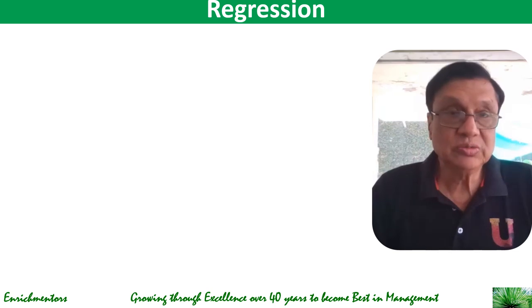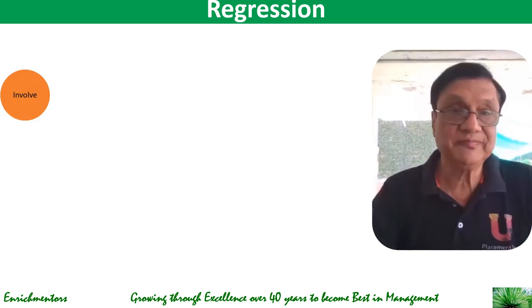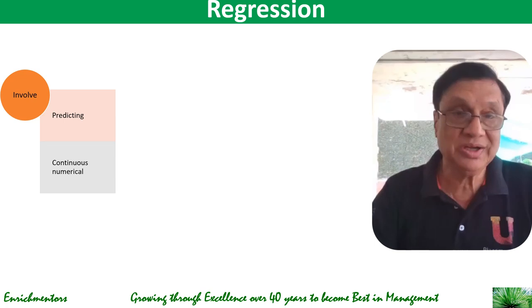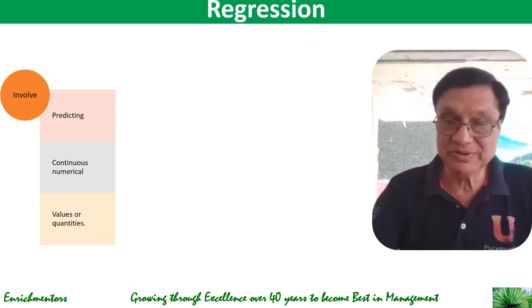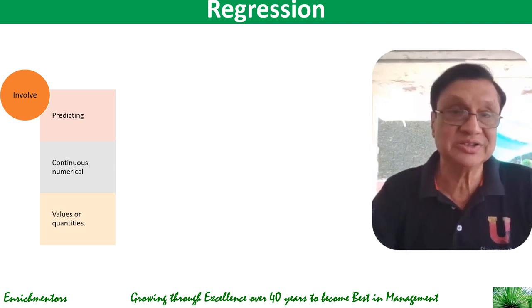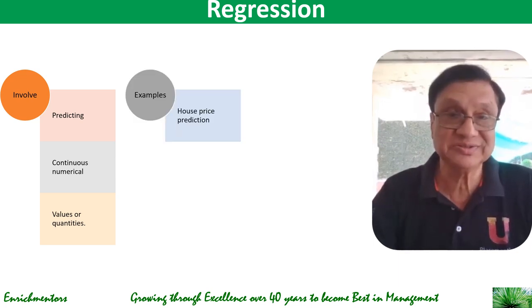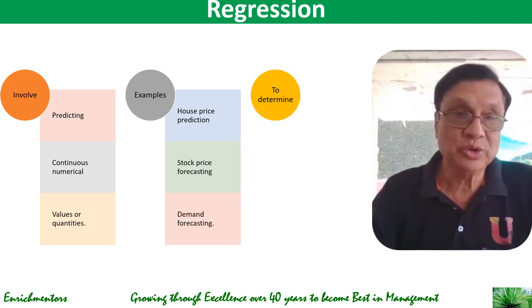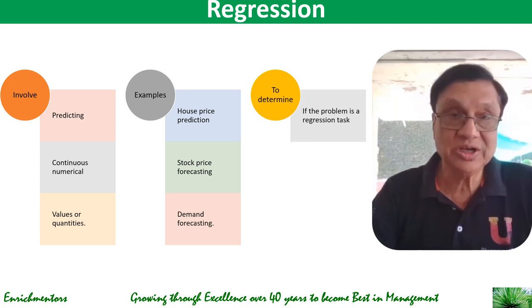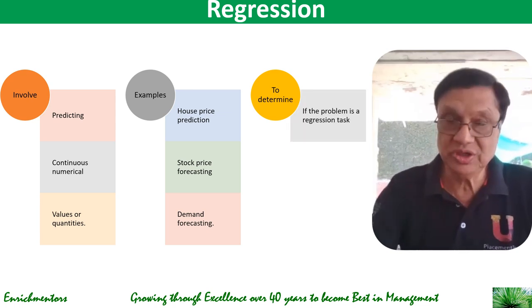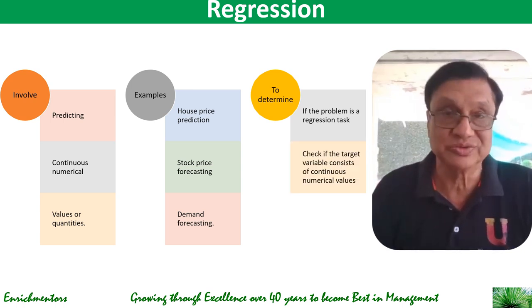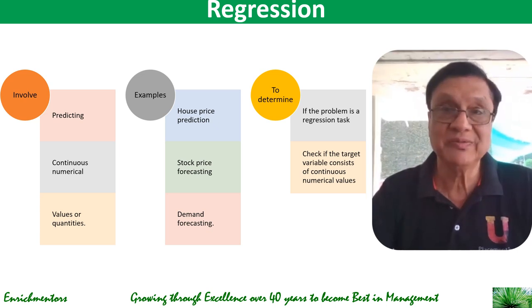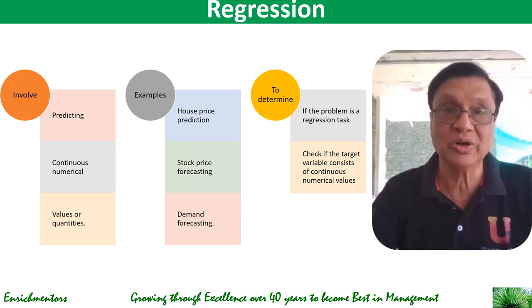So the regression tasks involve predicting continuous numerical quantities or values, right? Some examples you can correlate to are predicting housing prices, stock price forecasting, or demand forecasting. How can you determine if a problem is a regression task? You need to check if the target variable consists of continuous numerical values. That's how you can determine whether a particular output is of regression type or not.